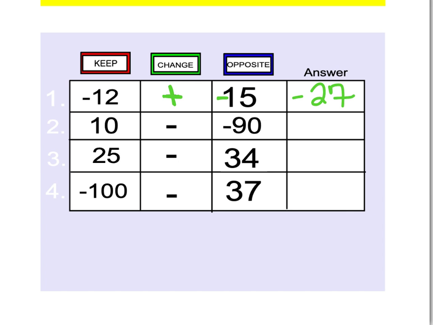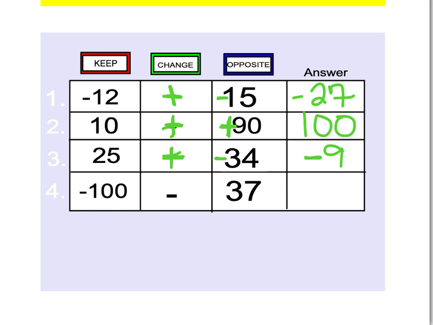Number 2, your 10 stays the same. You change subtraction into addition by changing the sign and making the second number the opposite sign, which is now a positive 90. So you have 10 plus a positive 90, and that's 100. 25 stays the same. Change subtraction into addition and make this the opposite sign. And go back to your addition rules. They're different signs, so subtract the numbers, getting a 9, and then give it the sign of the larger number.